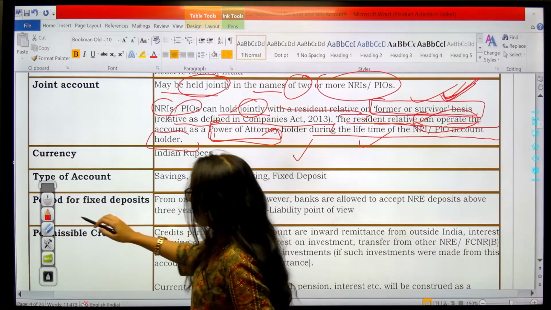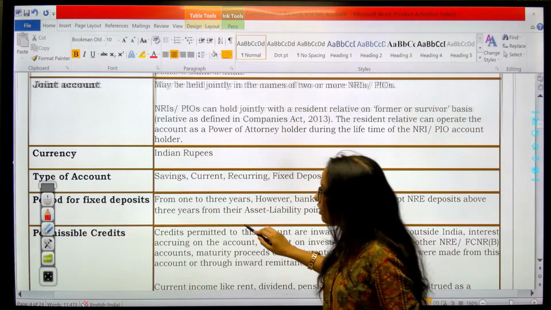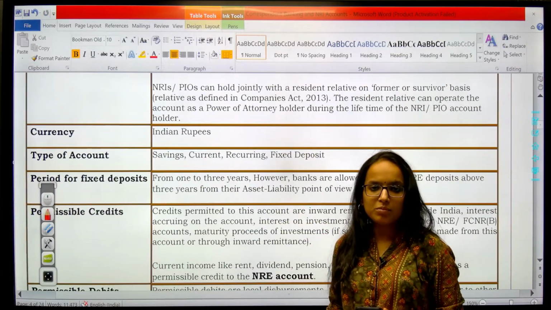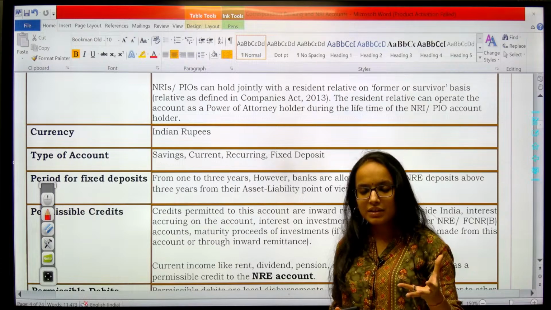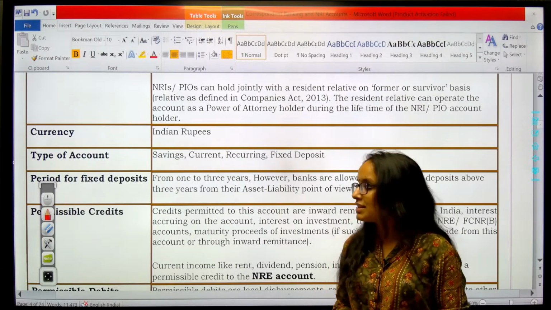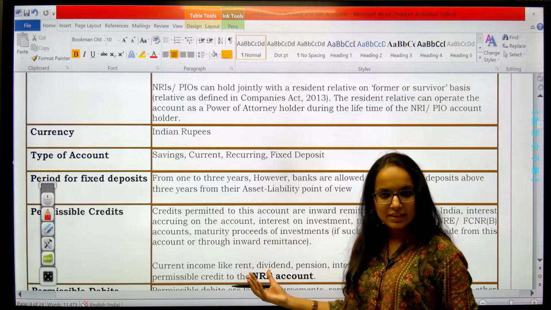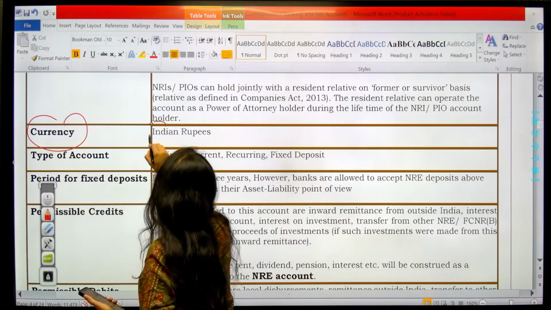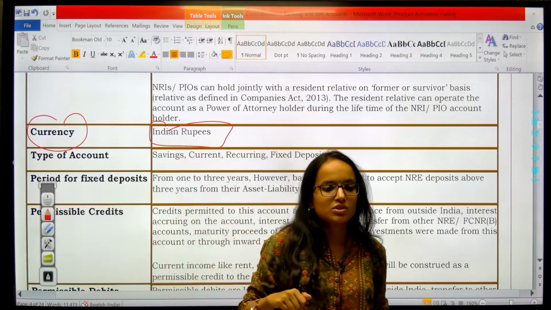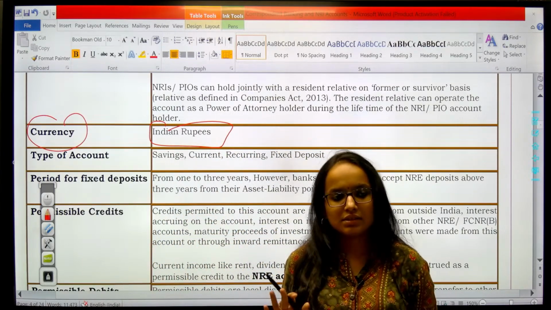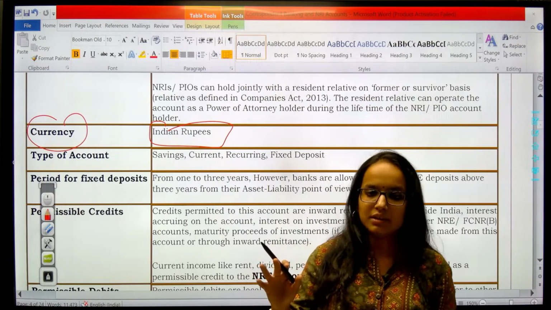Then the next case. In which currency will this account be opened or the funds be placed? As the name suggests, it will be in Indian currency. The currency will be INR, Indian National Rupee. So this account will be maintained in Indian currency.